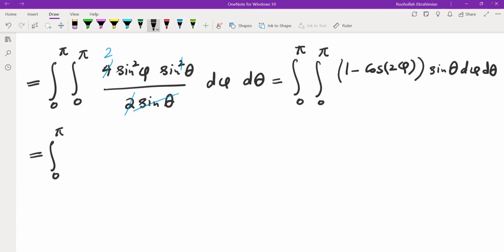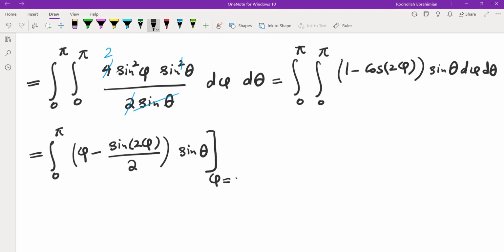So we're going to get sine of theta is constant. Integral of 1, that's phi. Integral of cosine, that's sine. So that's sine of 2 phi divided by 2. And then we'll have to multiply that by sine of theta. Then from phi equals 0 to phi equals 2 pi d theta. Okay, perfect. So let's now plug in the endpoints.